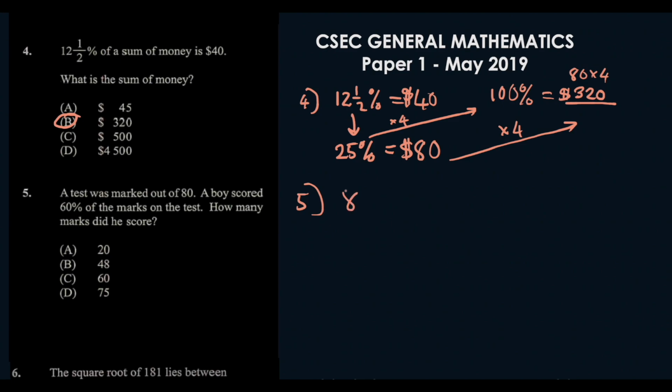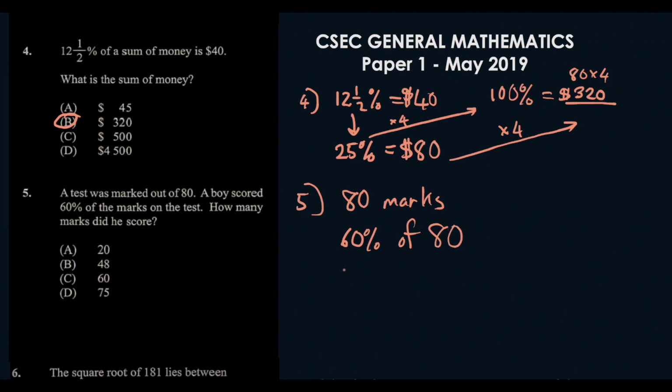Number 5, we have a test. This test has 80 marks. So you can get 80 marks in order to get full marks, or this boy, in this case, scored 60% of those marks. How many marks did he score? If he has 80 marks, we are trying to find 60% of 80.